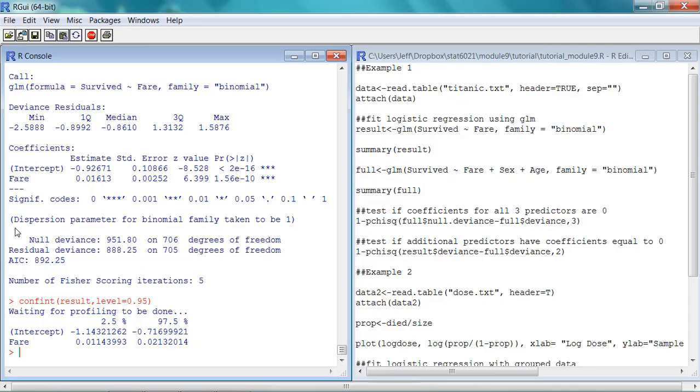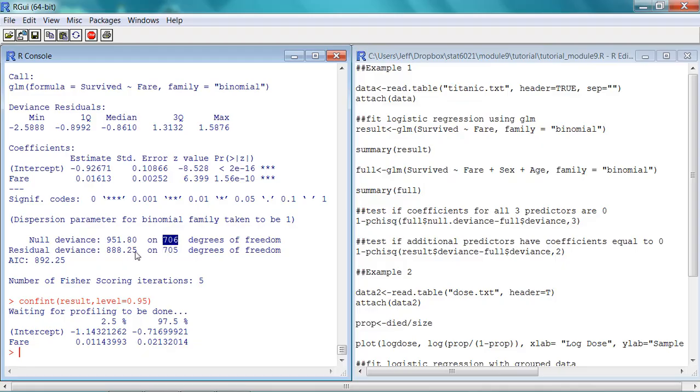The other thing to take note of is that you get the null deviance and the residual deviance given to us. The null deviance basically is the residual sum of squares of the intercept-only model. So this is saying, if we don't have the amount of money paid and only consider the intercept, what's the residual sum of squares of that model. That's the null deviance. Its degrees of freedom is going to be the sample size minus 1, so we had 707 data points minus 1.